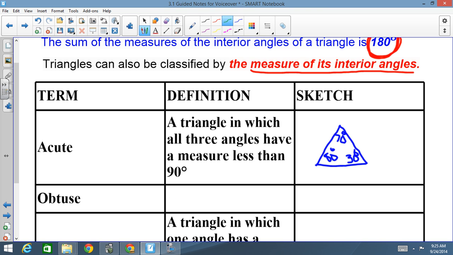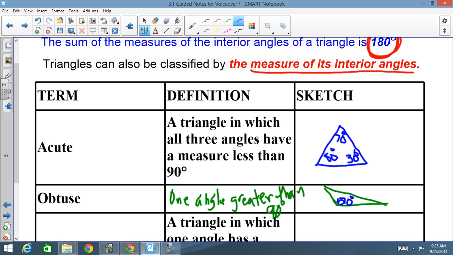Obtuse is when one angle is greater than 90 degrees. Okay? So if you think about an angle that's bigger than 90, like that angle, that's an obtuse angle. So this is an obtuse triangle. And you don't really need to know all three angles. All you need to know is that this one down here, let's say it's 120, is bigger than 90. If it's bigger than 90, who cares what the other two are? If one of them's bigger, then it's an obtuse triangle.